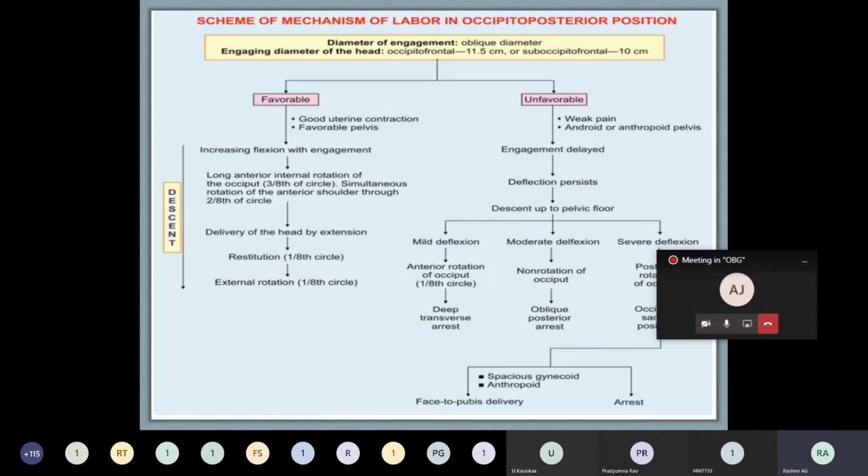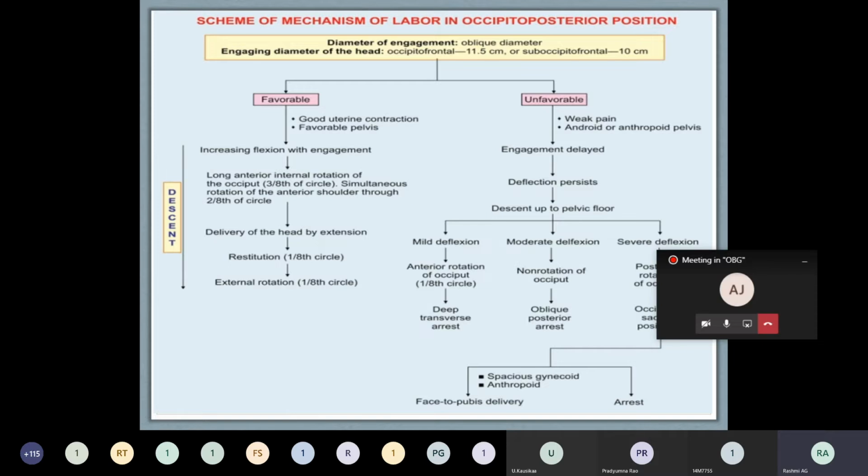Okay, and second, it's an android pelvis. There is a slight mistake in this presentation. You have to remove the anthropoid pelvis from the unfavorable thing. Just read it as android pelvis. In such conditions, what happens is the engagement is delayed.